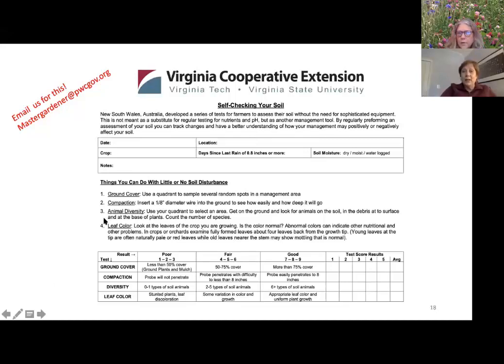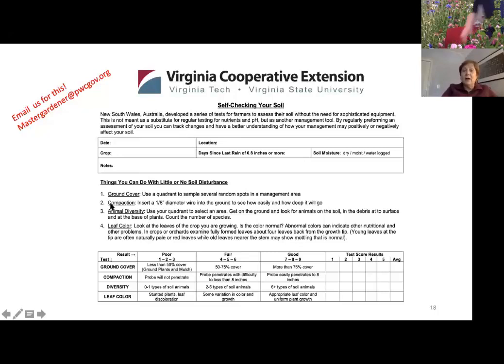Let's quickly go over the things that you would be looking for in this soil assessment. The first thing is, what plants are growing in the area that you're talking about? What is the ground cover? So you're asked to look at, is it less than 50% plant cover? Is it between 50 and 75? And you rate it down here based on how much coverage is on the soil. So this is essentially, do you have bare soil, or are there plants and mulch covering your soil?